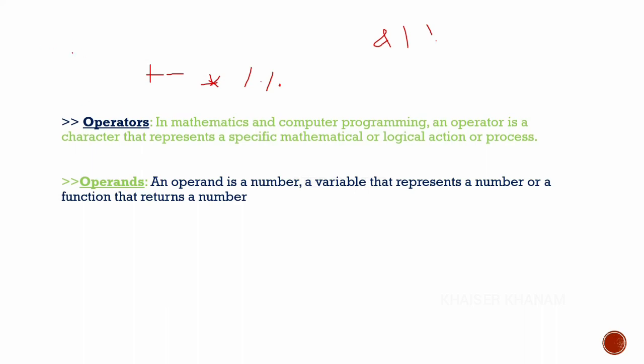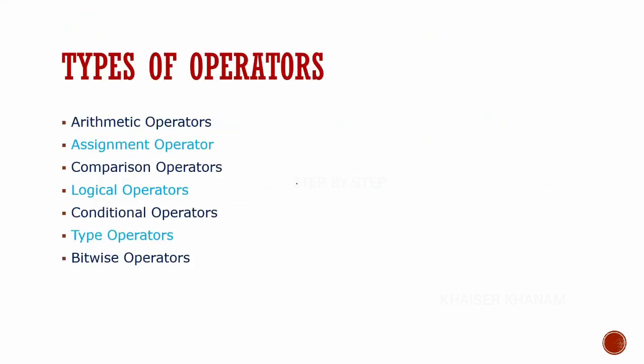And what are operands? Operands are the numbers which are calculated. If I write here 2 plus 2, this 2 and this 2 are called operands. Using this plus operator, I am going to add these two numbers. So apart from the operators, whatever value we have here, these are called operands. We have multiple types of operators: arithmetic operators, assignment operator, comparison operators, logical operators, conditional operators, type operators, and bitwise operators. Inside each of these, we have plenty of operators. Inside arithmetic operators, we have addition, subtraction, multiplication, modulus, increment and decrement operators.